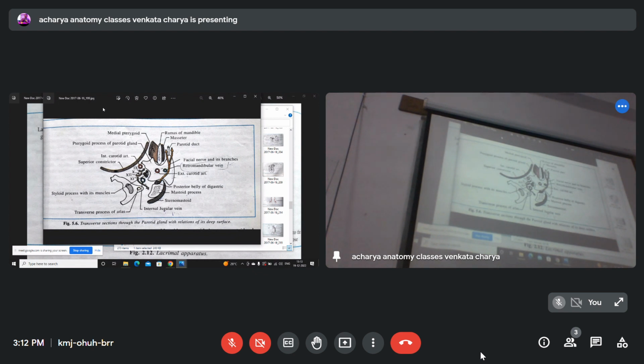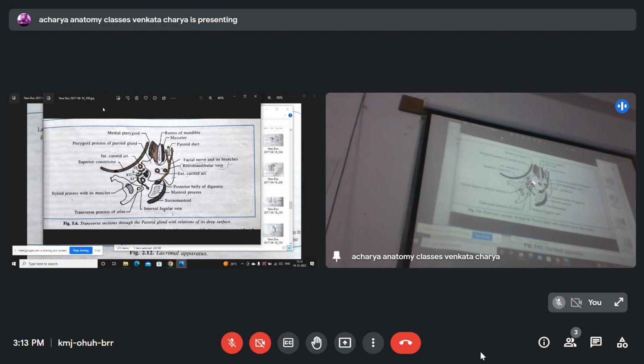Posteromedial surface relations. Number one, superior constrictor. And number two, internal carotid artery. Next, 9, 10, 11, 12 nerves.